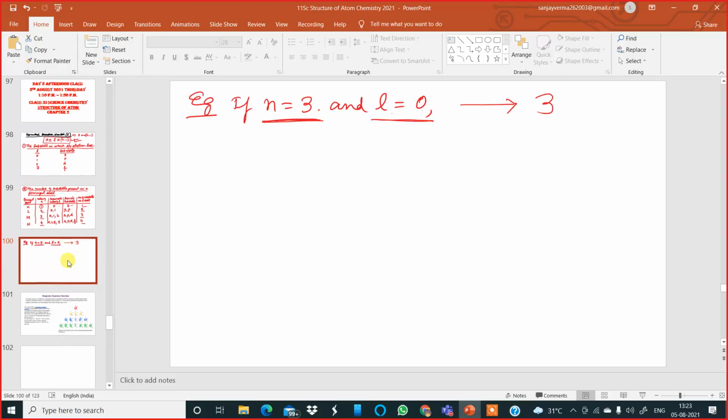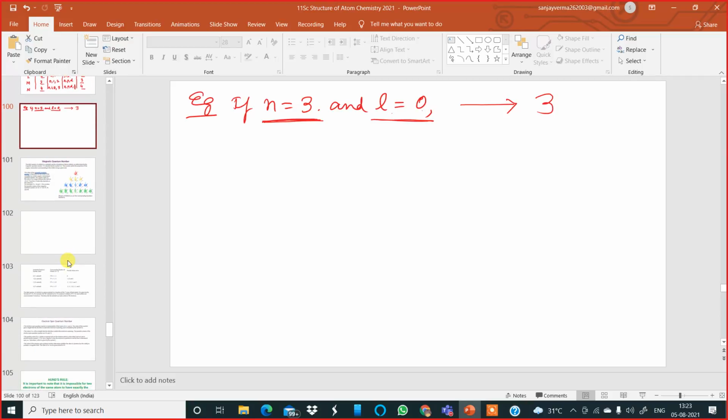Now let us go to the answer. For n is equal to 3, this 3 remains here only. And for l is equal to 0, the subshell is s. So the answer is 3s. We are talking about the 3s subshell. Another example, if we have n is equal to 3 and l is equal to 1, which subshell? It is 3 what? 3p. Very good.